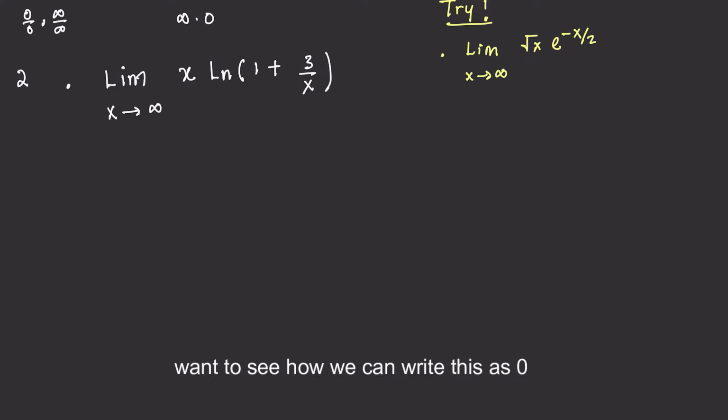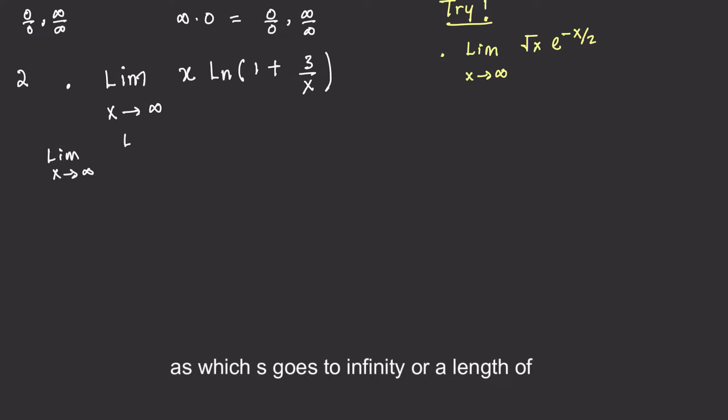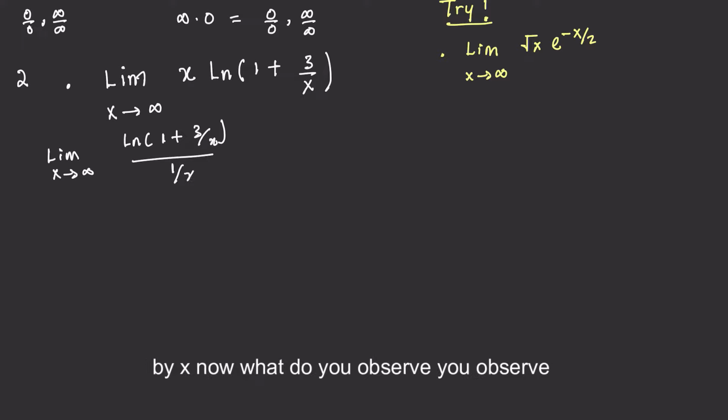However, we want to see how we can write this as 0 divided by 0 or infinity divided by infinity. We can simply write this as the limit as x goes to infinity of ln of 1 plus 3 divided by x, then divided by 1 divided by x. Now what do you observe?